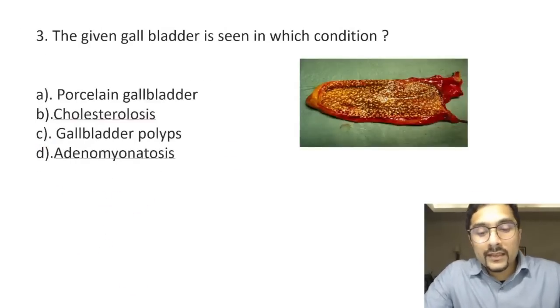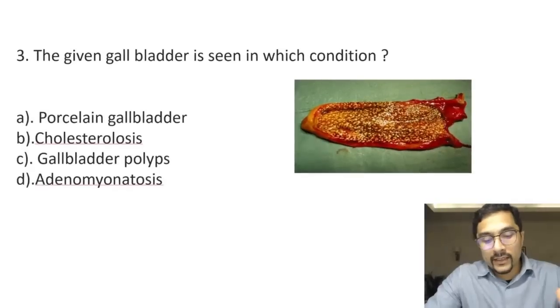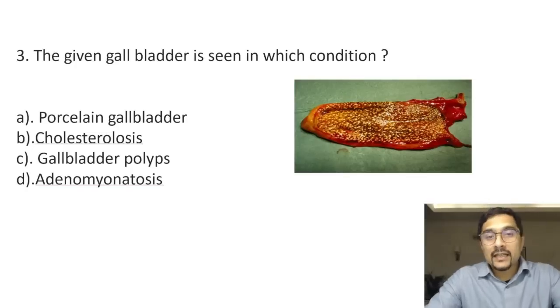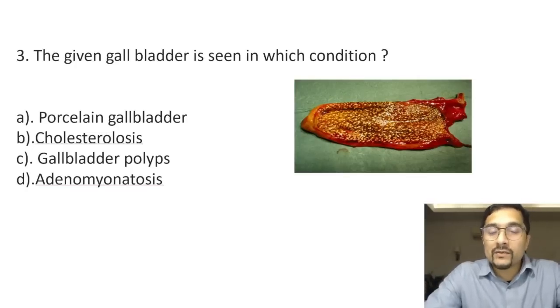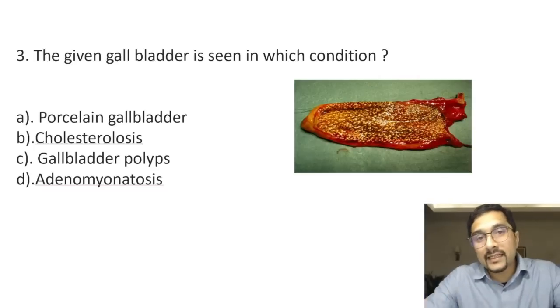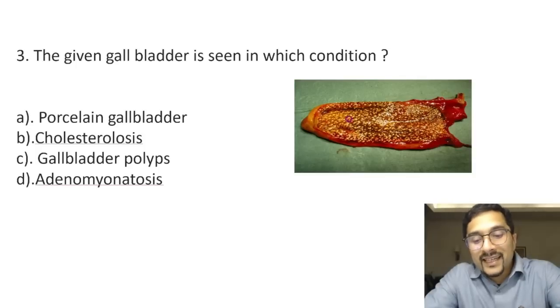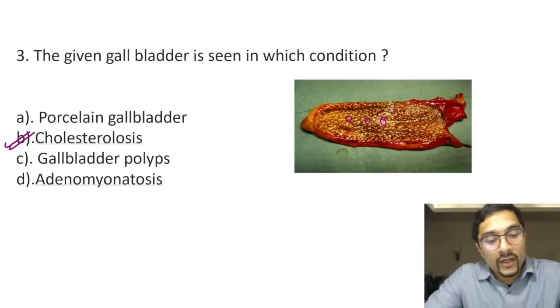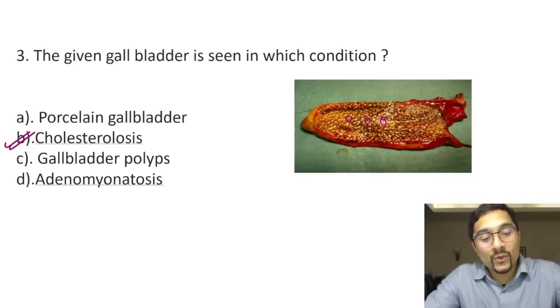This is the third question which has been asked quite a few times in the exam. In this question, they are asking, in the given gallbladder, what is the condition which you can see? You can see that this gallbladder has been dissected, it has been cut open, and you can see these yellow specks in the wall of the gallbladder. This is a classical sign of cholesterosis, which is also known as strawberry gallbladder, right?